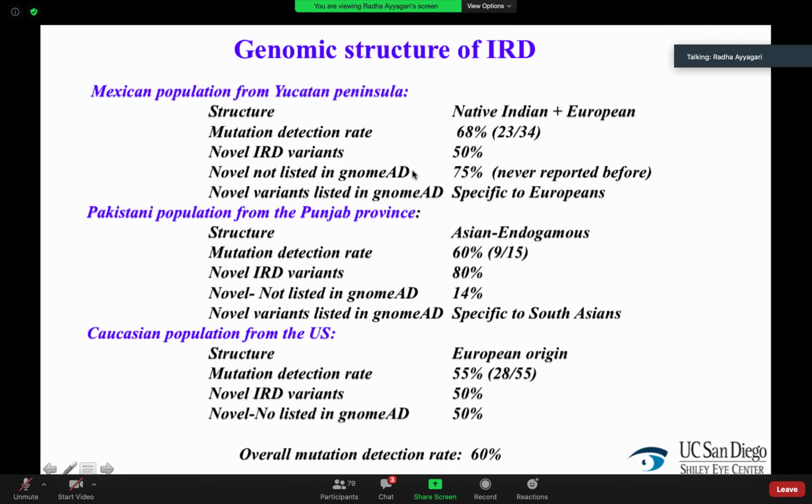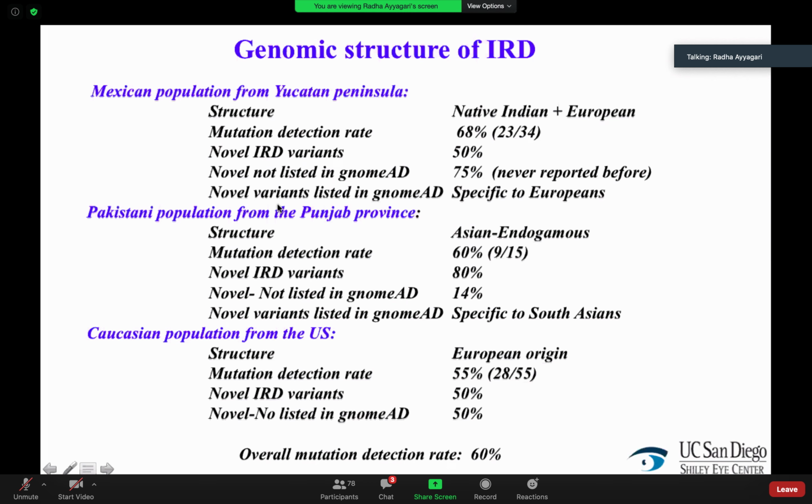The gnomAD database is where variants detected in various populations worldwide are recorded. So it is possible these mutations came from the Native Indian ancestry, and that's why this population is not well studied, and that could be the reason why we have not seen them before. And the remaining mutations are from the European population, so they are listed in the gnomAD database.